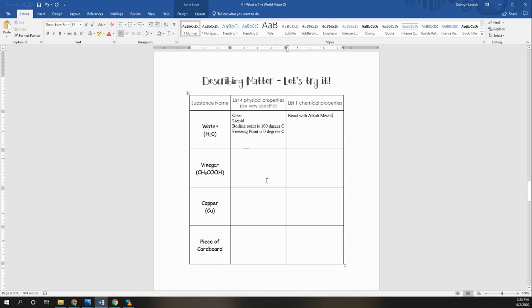Okay, what are some physical properties of vinegar, and what's a chemical property? What about copper? Okay, what do you think? And a piece of cardboard. Okay, give it a try.